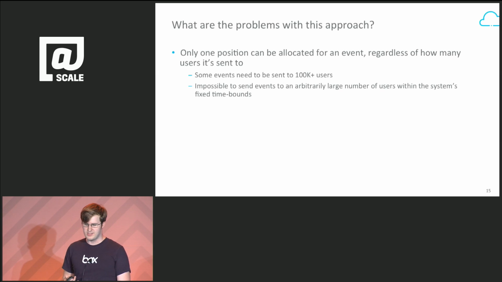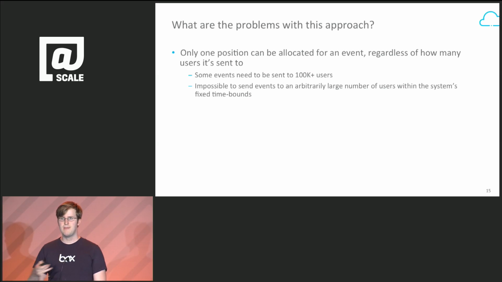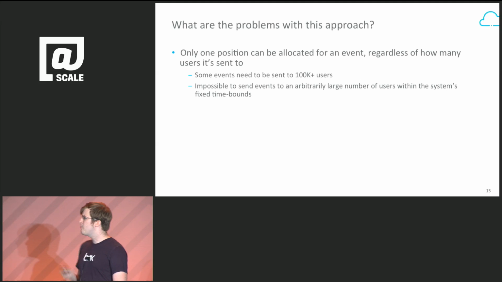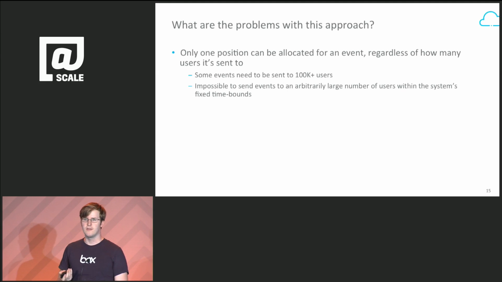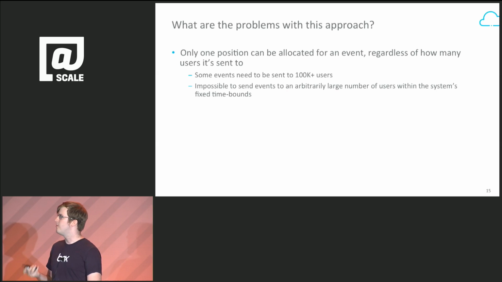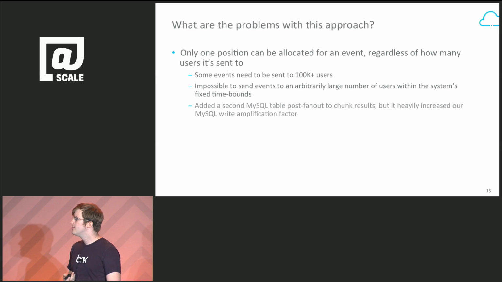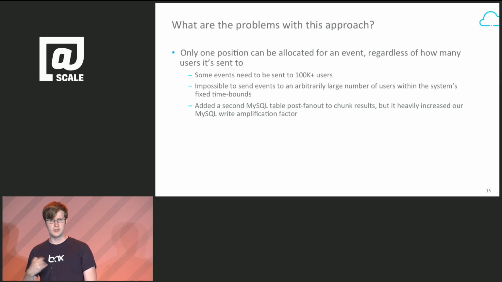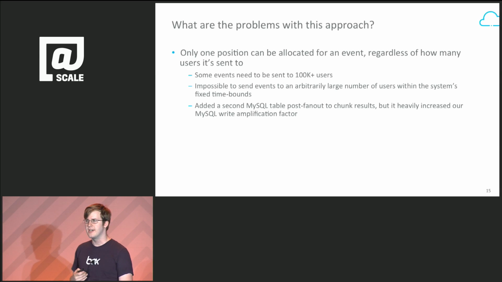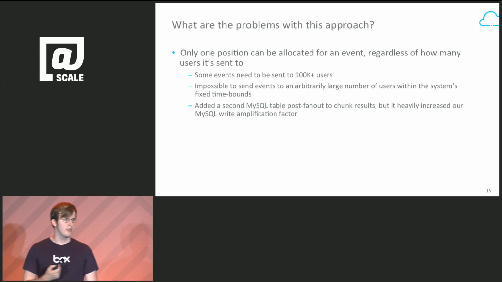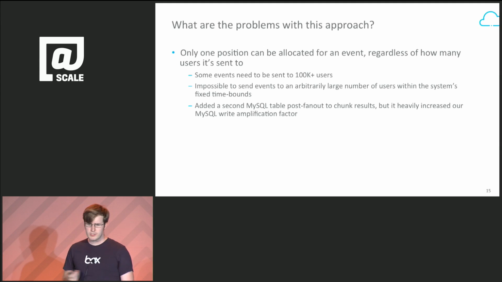And because we have this model where we have to enforce strict time bounds around all of our writes, we can't possibly do an arbitrarily large number of writes to an arbitrary number of user queues within a fixed time bound. So we tried to work around this by adding a secondary MySQL table where, after we calculated the fan out, we could chunk up all the users we had to send the event to, create separate rows for them, and allocate a position for a fixed size of about 1,000 at a time. Which worked. It allows us to scale up to higher fan outs for these user queues, but on the flip side, it adds a lot of extra write load on top of our MySQL cluster.